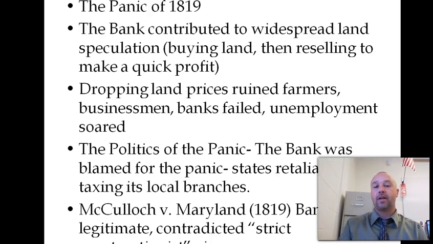So we're going to have a panic in 1819. The banks are going to continue land speculation, so land is bought and then resold to make a quick profit. Eventually, dropping land prices are going to ruin farmers and businessmen. It's going to have a crescendo effect. Banks will fail when farmers can't meet their payments, unemployment rises, and the bank was blamed for the panic, and states are going to retaliate by taxing their local branches.